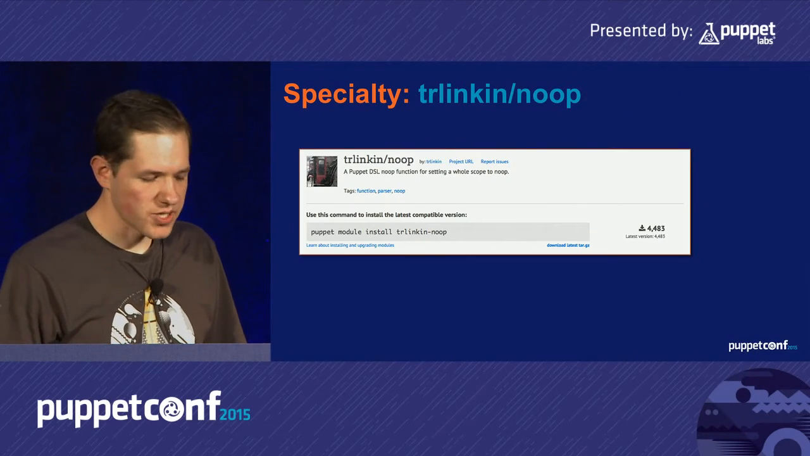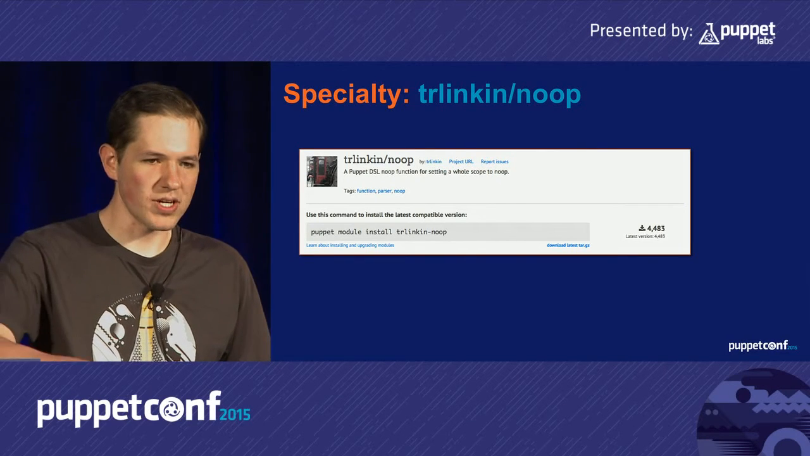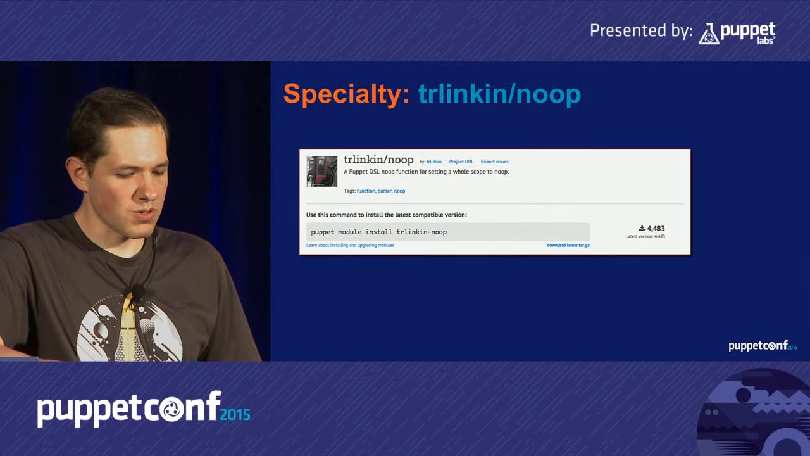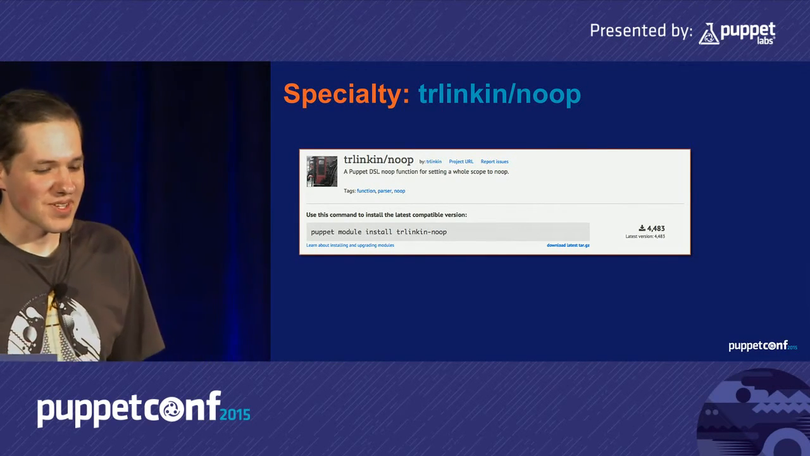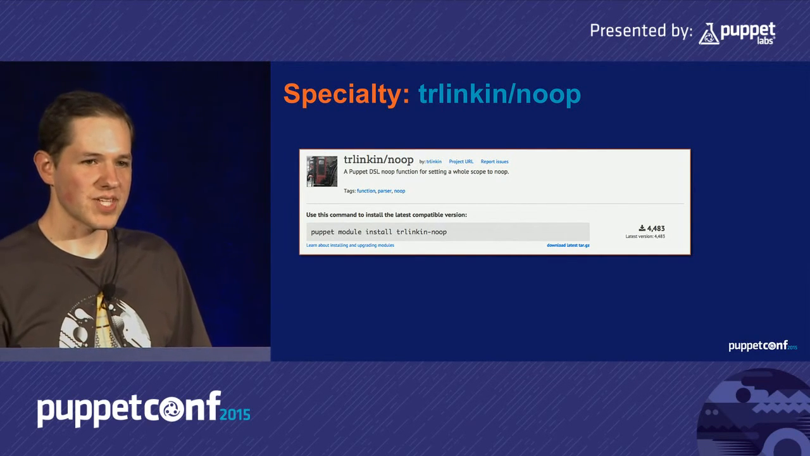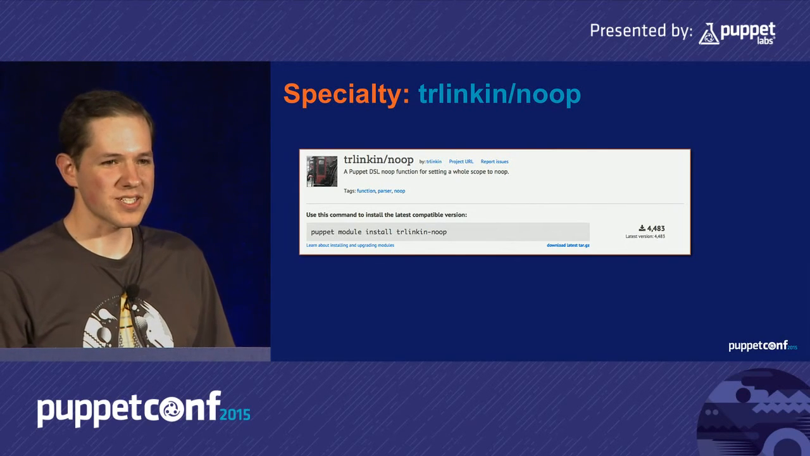There's a large number of modules, I guess a small number of modules, on the Forge that do weird Puppet-specific things. I chose two of them to highlight, one which is useful and one which is maybe just weird. trlinkewicz-noop is a module that provides a single function. If you look at the code, it's like seven or eight lines of Ruby. It's not very complicated, but what it does is very powerful.